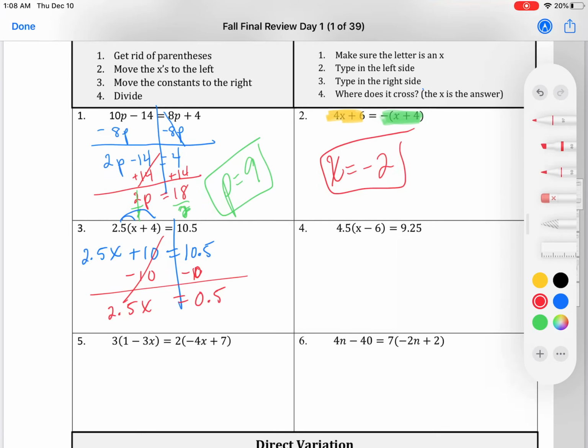Final step is to divide. You divide by the number that was in front of x. 0.5 divided by 2.5 is the number 0.2.